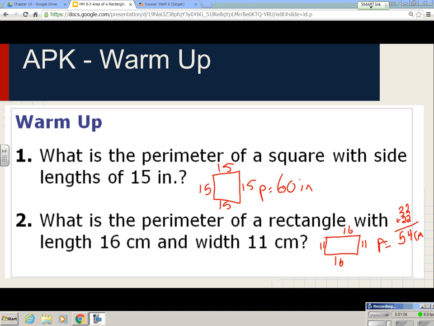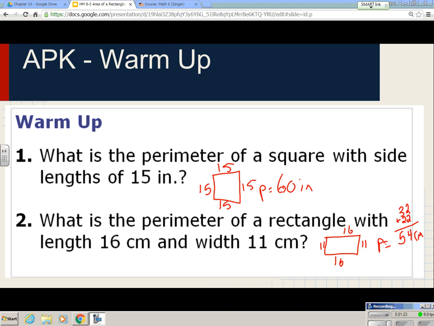And what's the perimeter of the rectangle? The long sides are 16, and the short sides are 11. So all I got to do is add them up. What I did is 16 plus 16, that gives you 32, and 11 and 11 gives you 22. And when you add them together, you get 54 centimeters.